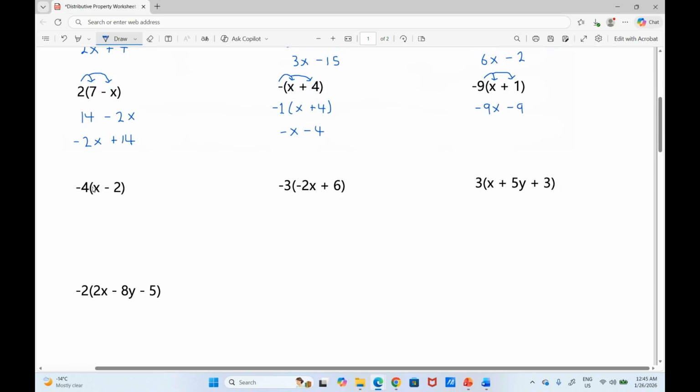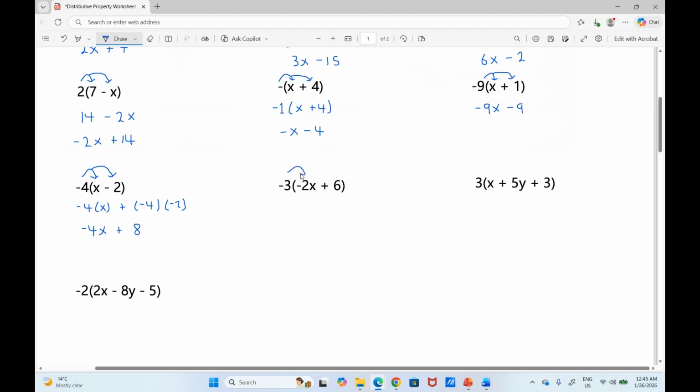Now I have negative 4 times x and negative 4 times negative 2. Let's write it out: negative 4 times x plus negative 4 times negative 2. Negative 4 times x is negative 4x. And now I have negative 4 times negative 2. Two negatives multiplied together get a positive. So I'm just going to get 8. So my final answer is negative 4x plus 8.